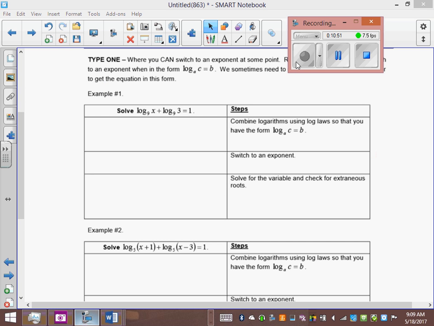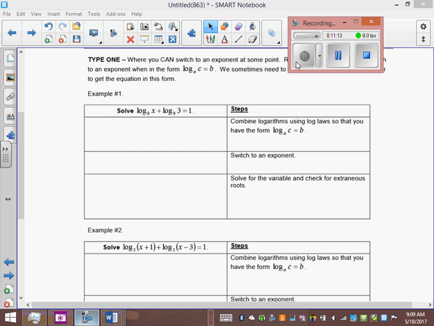So type 1, we have: solve log base 9 of x plus log base 9 of 3 equals 1. When they're basic like this, there's a huge hint here. If you look, they both are base 9. If any logs are the same base and you're adding or subtracting them, there's a huge chance you're going to be putting them together by multiplication or division, right?